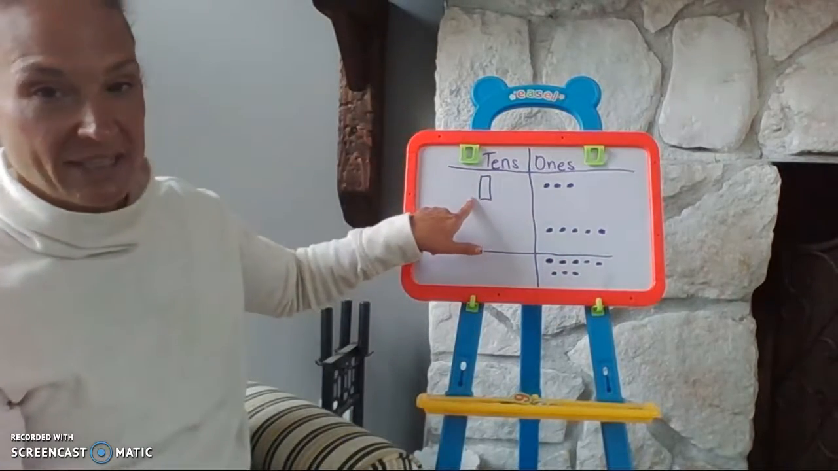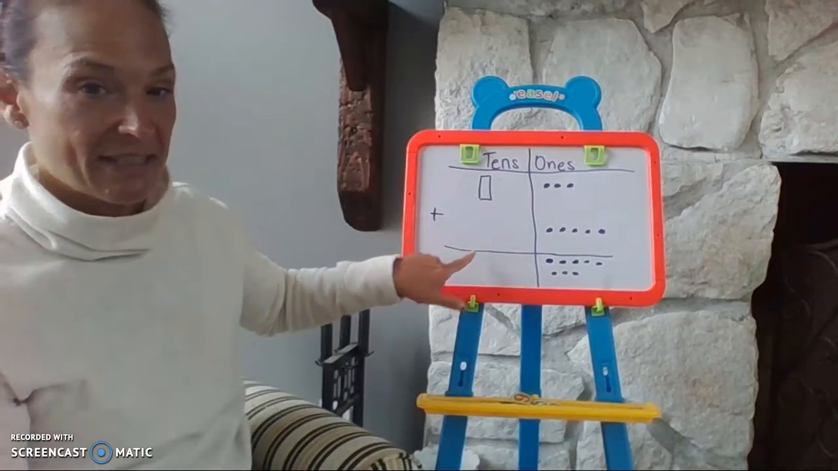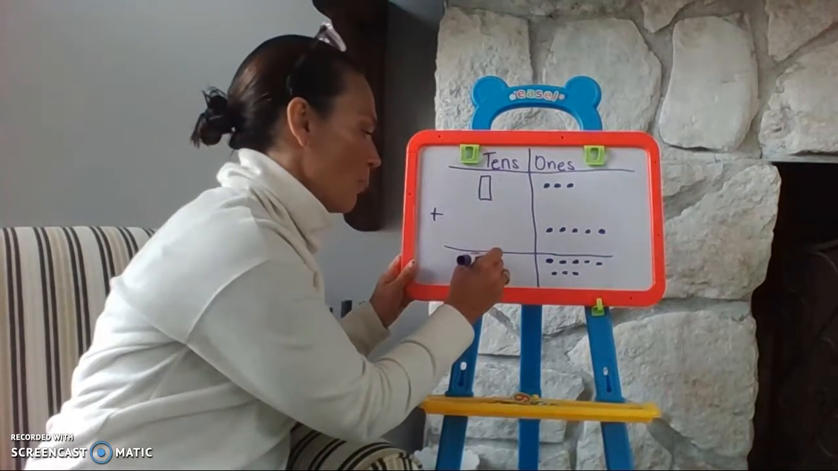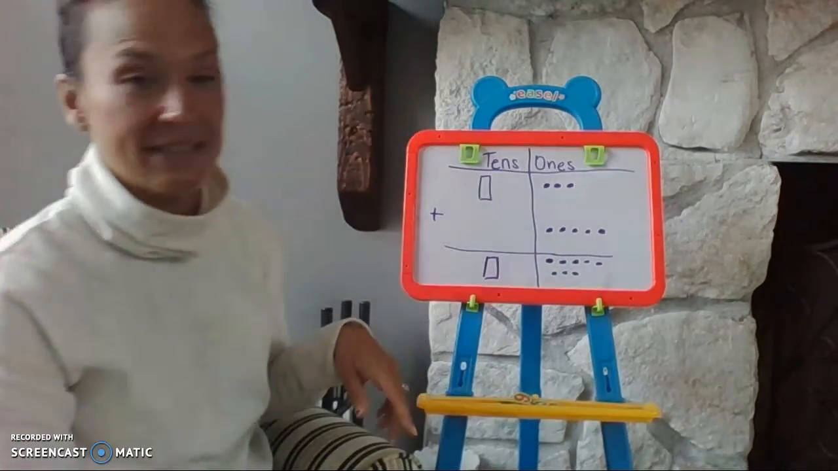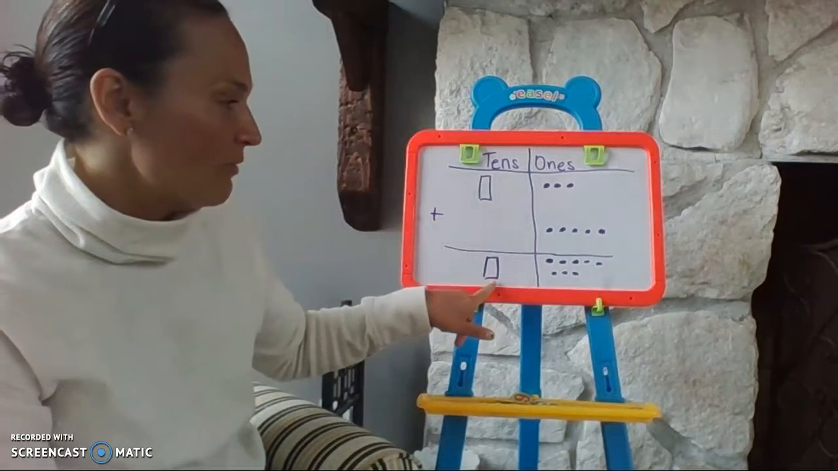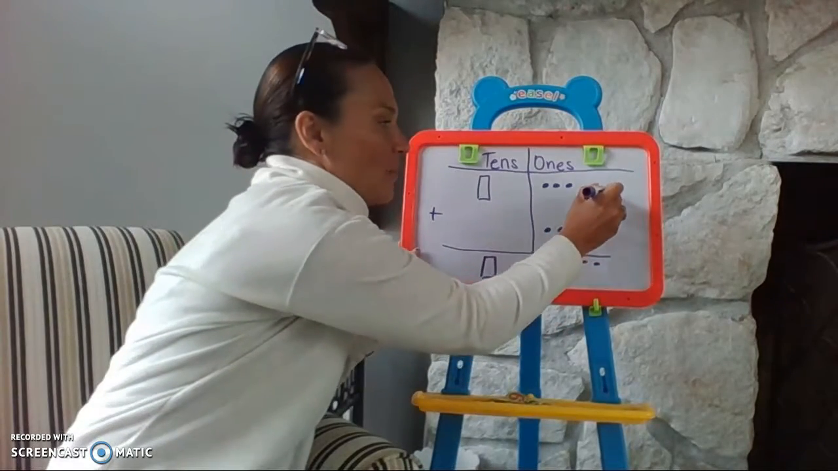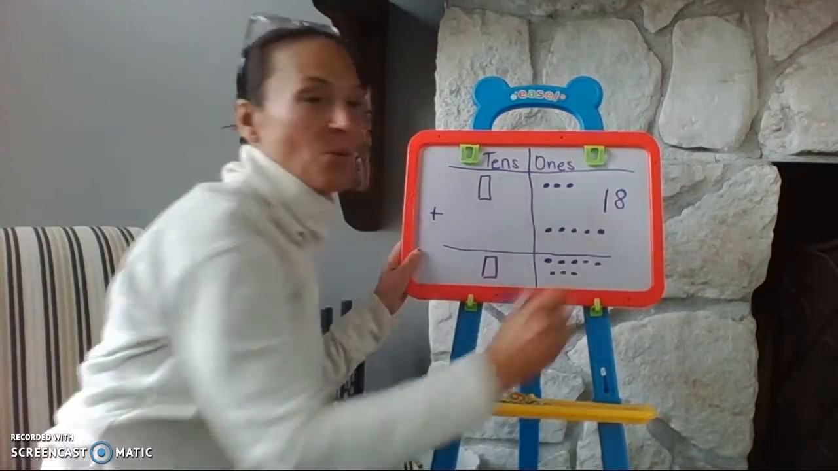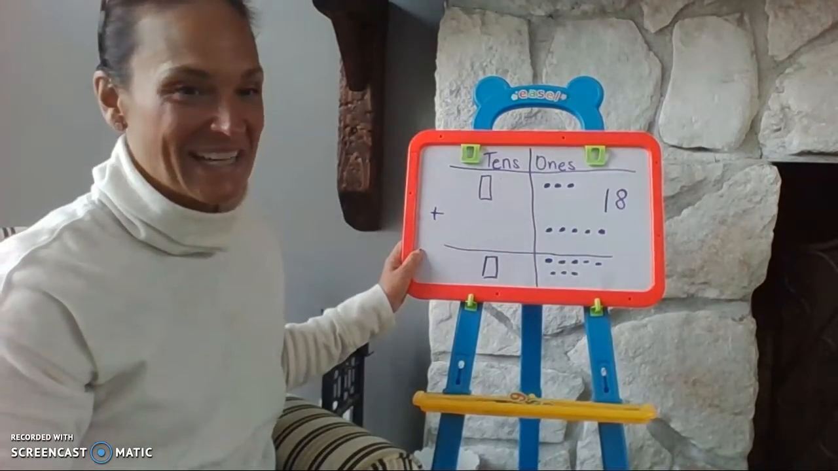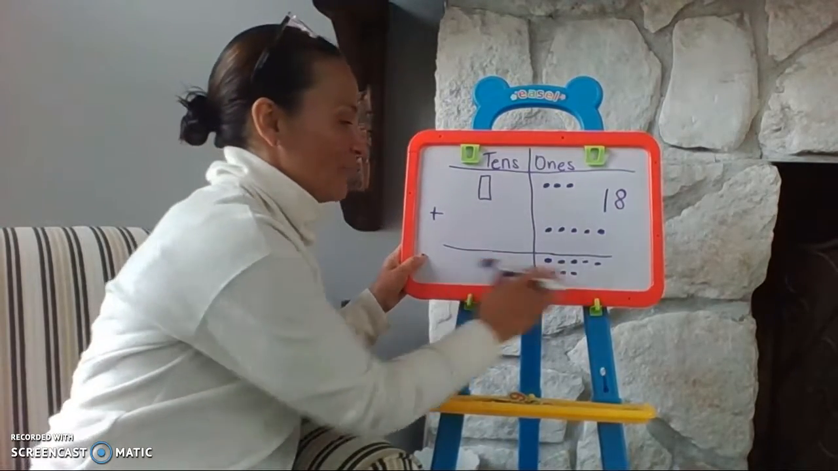And then we have 1 ten plus 0 tens equals 1 ten. Exactly. What number do we have when we have 1 ten and 8 ones? Let's see. 1 ten and 8 ones is the number 18. Excellent. I'm going to erase.